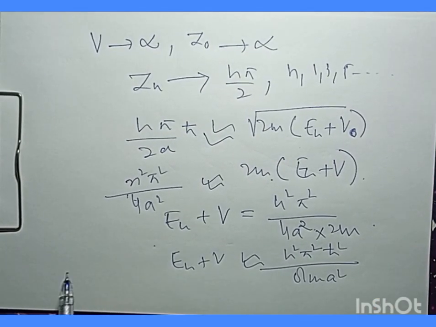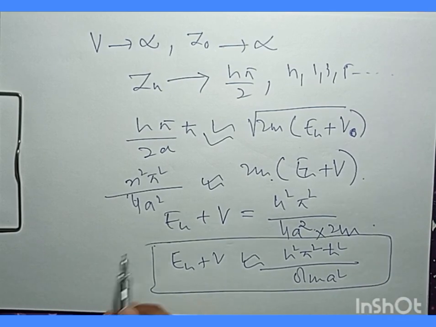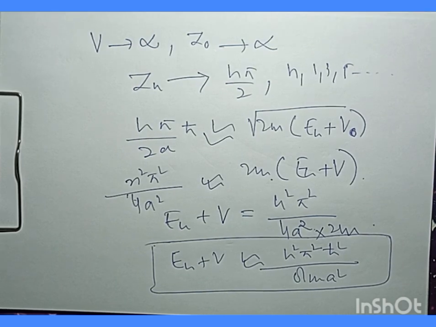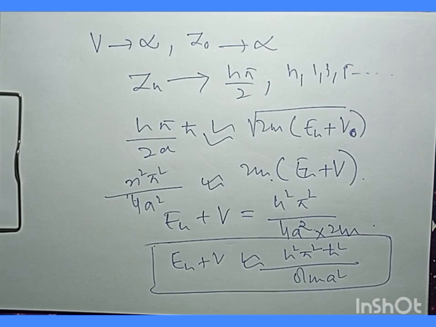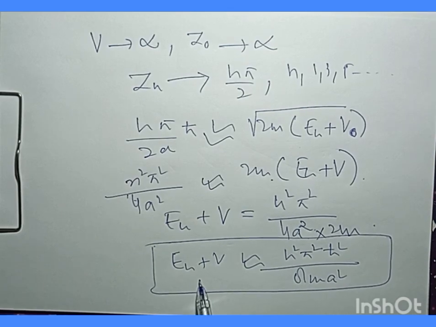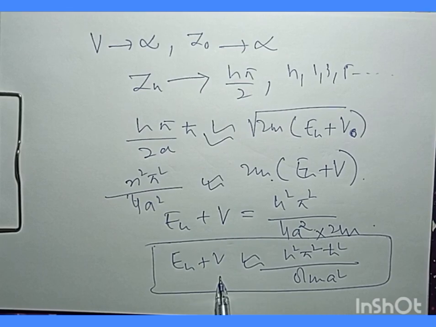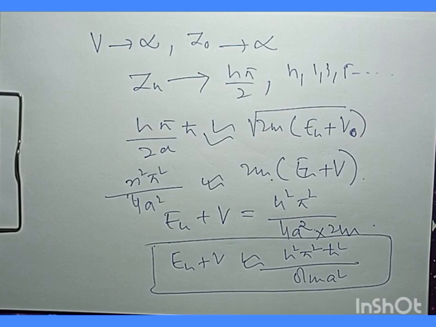This is the exact result that we have obtained for particle in a box. The particle in a box having infinite potential at its edges. So what we suggest here is that this E plus V is the energy above the bottom of the well. And on the right side, what we have precisely are the infinite square well energies.